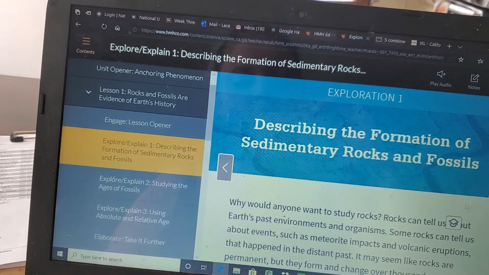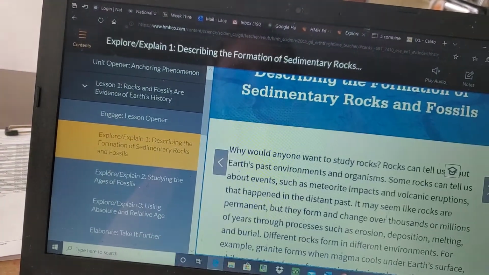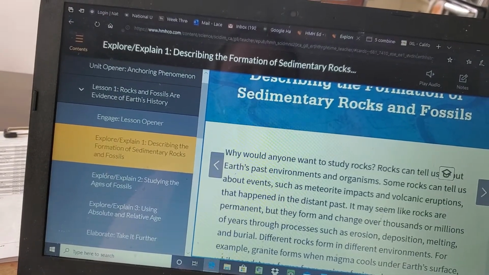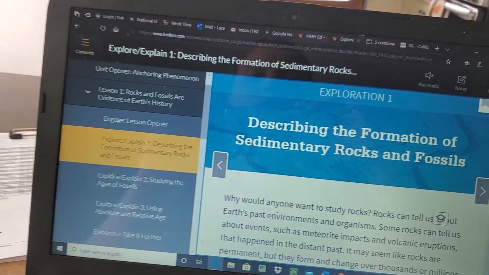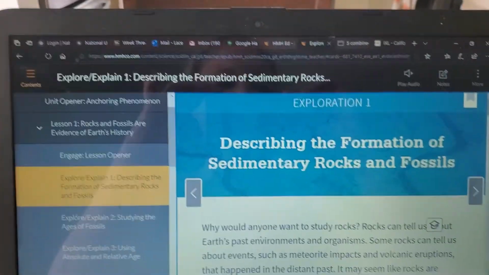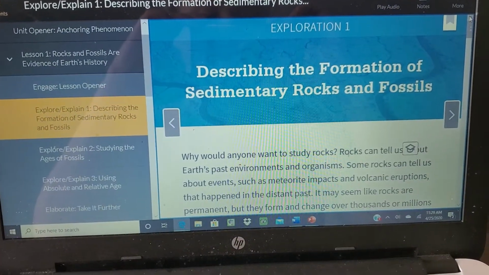So first things first, we have to learn about the different types of rocks that are formed and the different types of rocks that these fossils are found in.